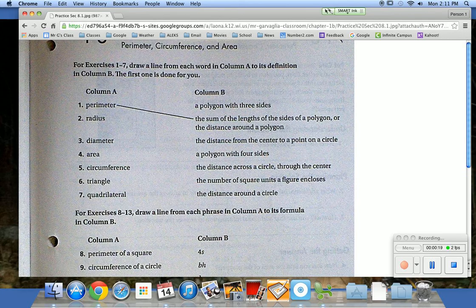All right? Let's talk about perimeter first. Perimeter. Perimeter, the sum of the lengths of all sides of a polygon. All sides of a polygon. So if I take a polygon like this, what is the perimeter? If I'm putting a fence around my yard, how much fencing do I need?